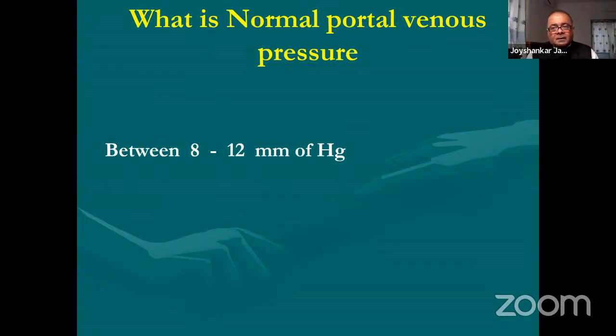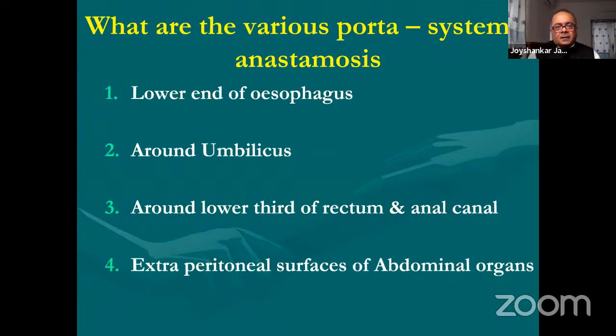Then, what are the various sites of portal systemic anastomosis? So, these are the various sites. Lower end of esophagus, that's why we have the esophageal varices, and we have to go in and do the banding to prevent the bleeding. Around the umbilicus, around the lower third of rectum and anal canal, that's again where we have per-rectal bleeding, melena, and all that, and extraperitoneal surfaces of abdominal organs.